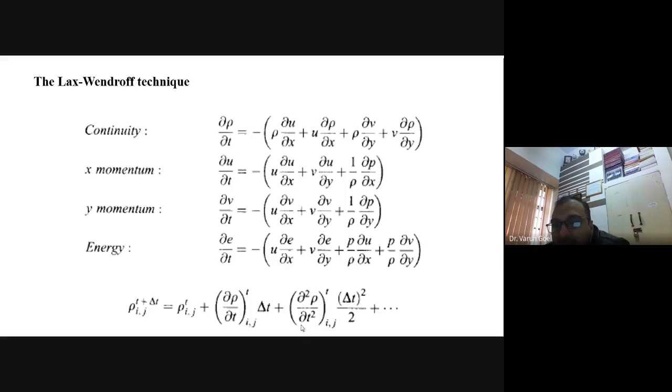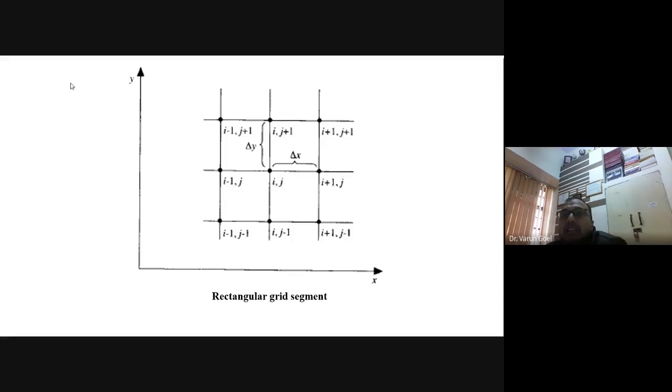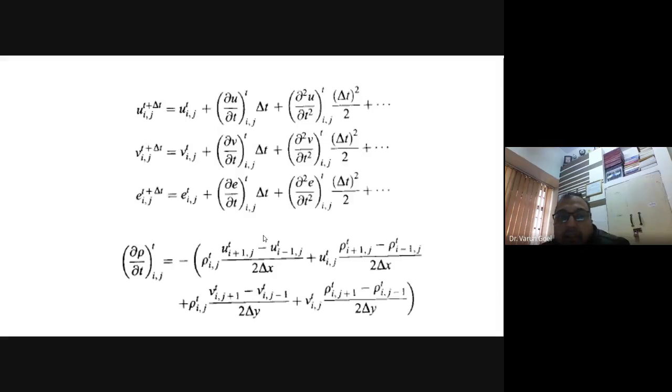For this particular value, we have to again differentiate: del by del t of del rho by del t, which becomes del square rho by del t square. It means we have to further differentiate these terms: del rho by del t into del u by del x, and rho into del square u by del x del t, which further... and this is our simple grid element.